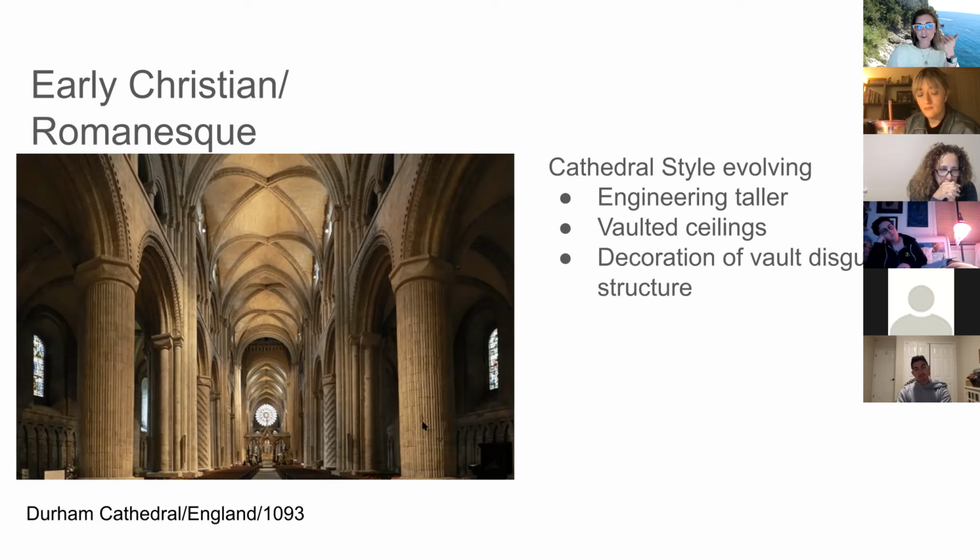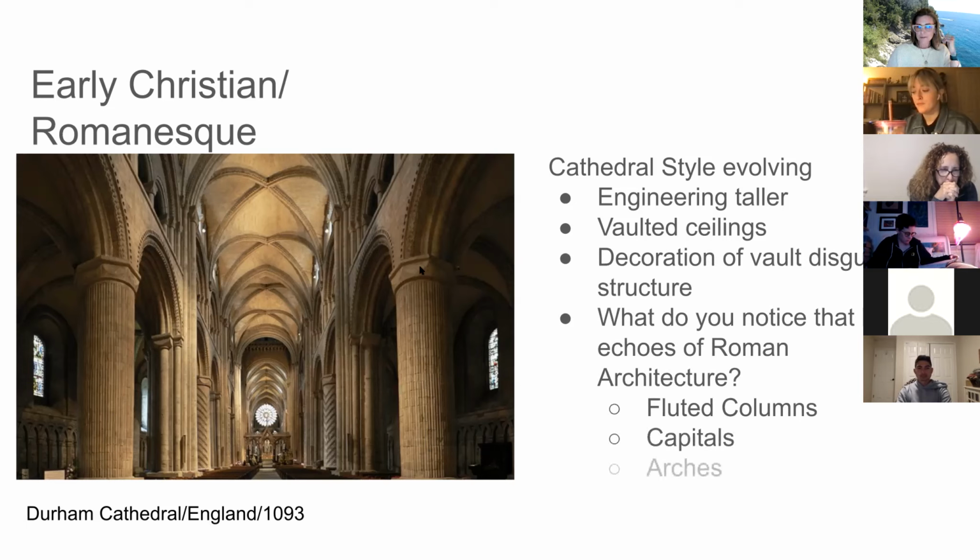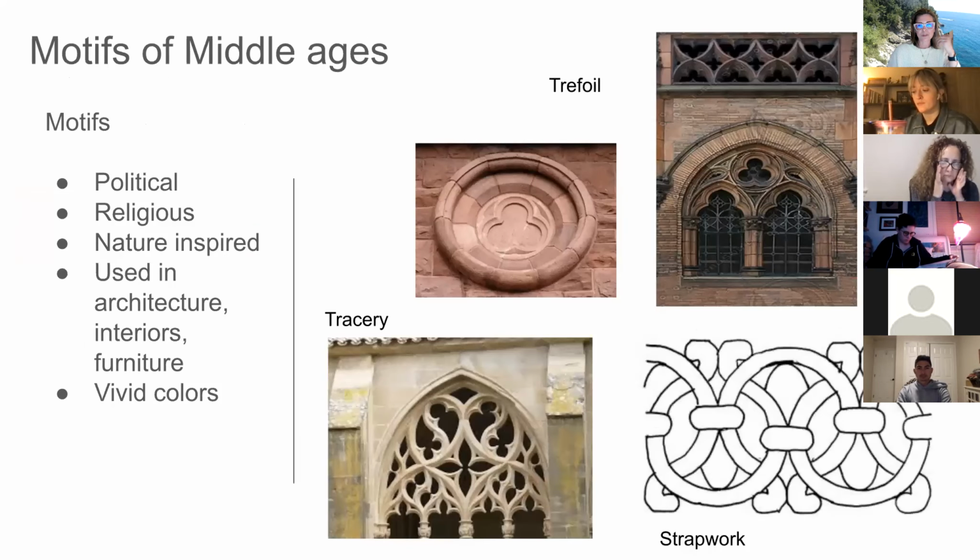So we're engineering taller. We have vaulted ceilings. The decoration disguises all of the structure. And we've got the fluted columns. These little reeded textures are called fluting. And then we see the capitals, and those are pretty plain looking capitals. And then we already talked about the arches.